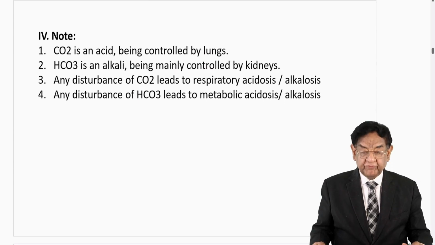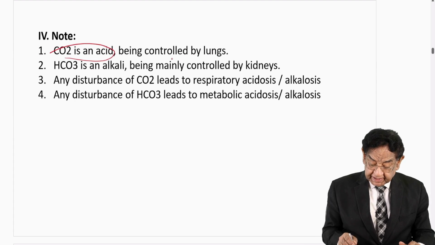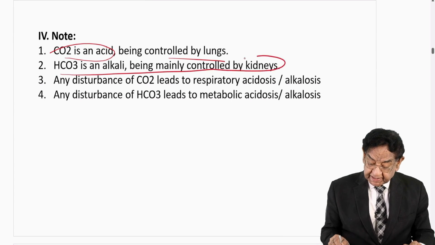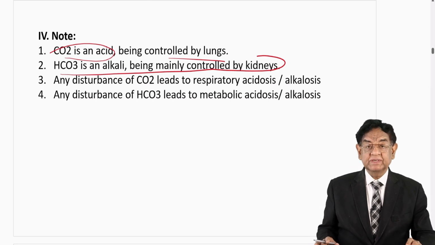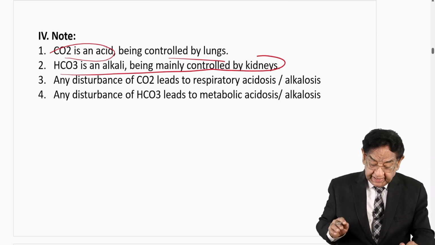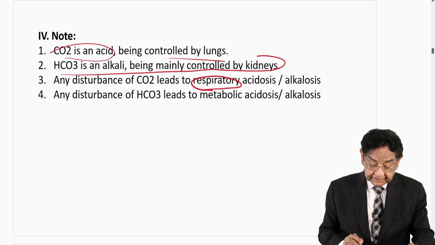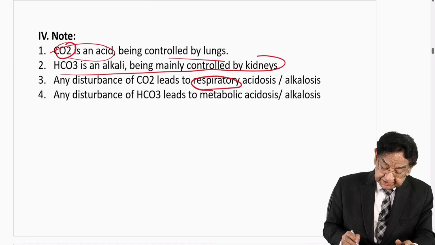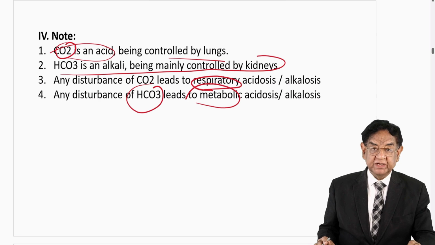Now, a very, very important point. Note, CO2 is an acid, the point I discussed, being controlled by lungs. Bicarb is alkali, being mainly controlled by kidneys. These two points have been discussed. Now, one more point which should be clear to you. Any disturbance of CO2 is known as respiratory, which can be respiratory acidosis or alkalosis. Any disturbance of bicarb is metabolic, which can be acidosis or alkalosis.